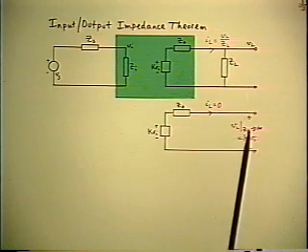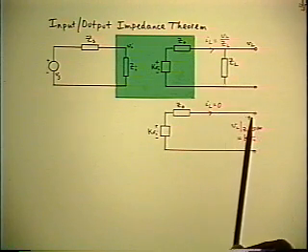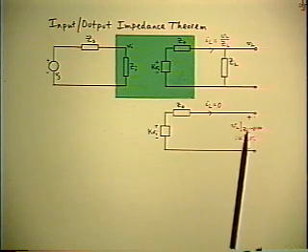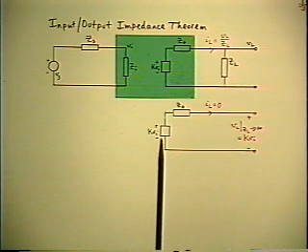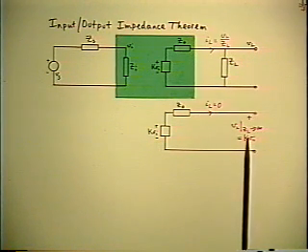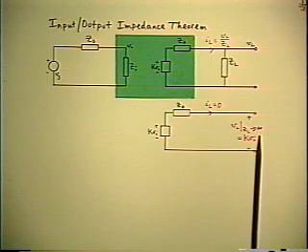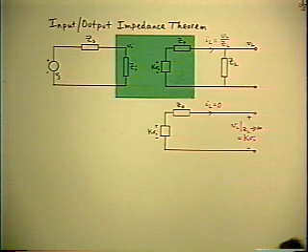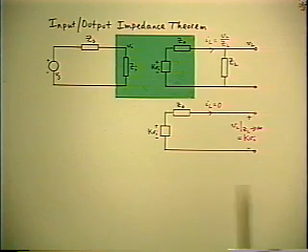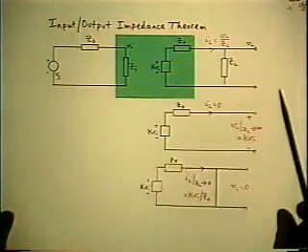Because if I unload the output, the load current goes to 0. There is no drop in the output impedance. So the output voltage is equal to the generator voltage. So this is simply a matter of introducing notation. VL under the condition of ZL going to infinity simply means the open circuit output voltage, and it's equal to kVi. Set that result aside.